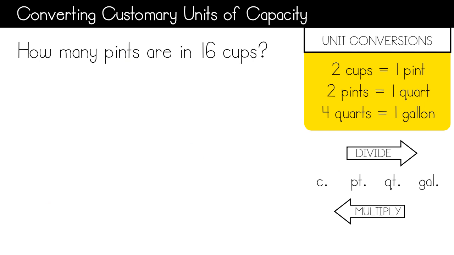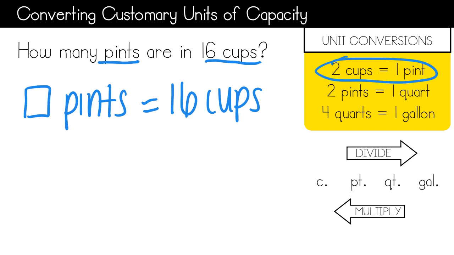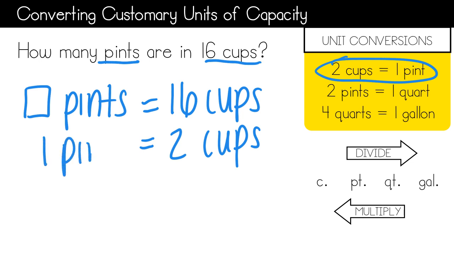I hope you're getting the hang of this. If not, don't worry, it comes with lots of practice. Let's look at another one. How many pints are in 16 cups? How many pints are there in 16 cups? We know that 2 cups equals 1 pint. So 2 cups, lining up my cups, equals 1 pint.